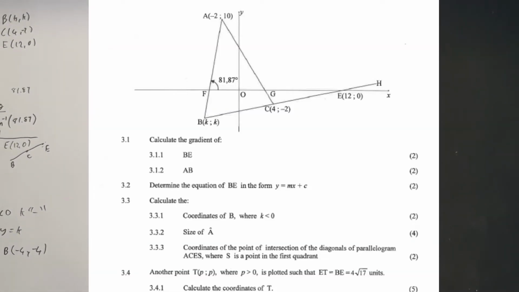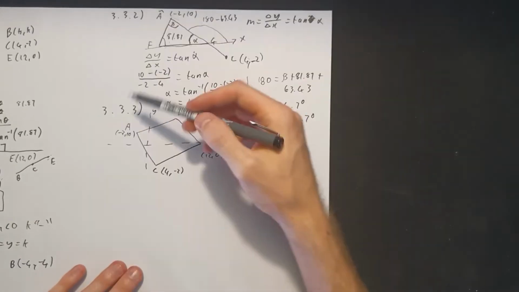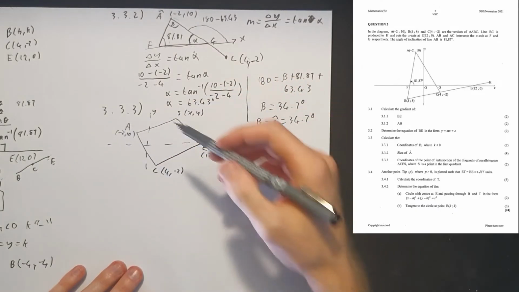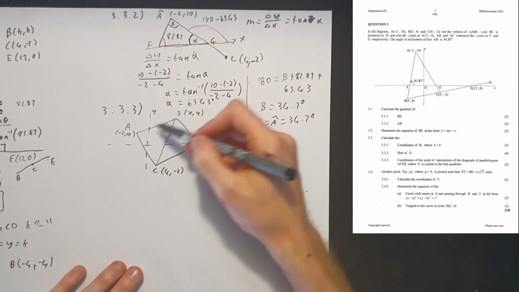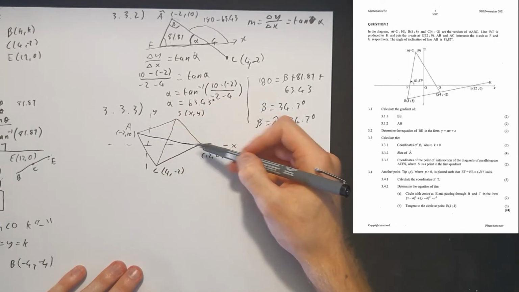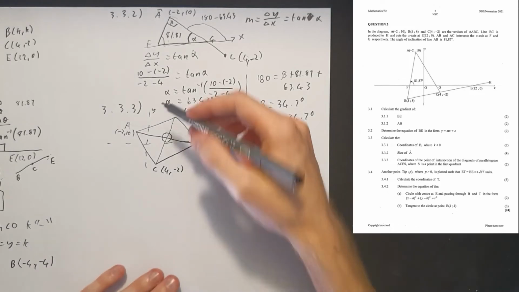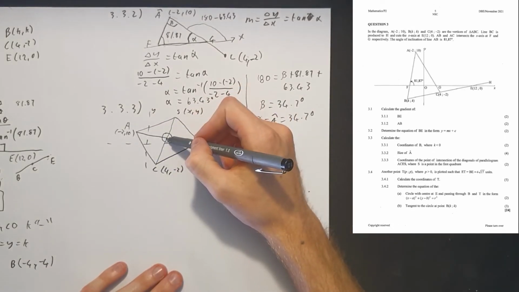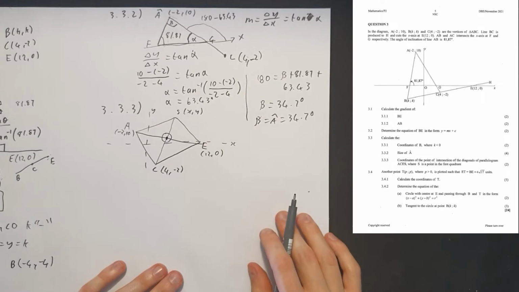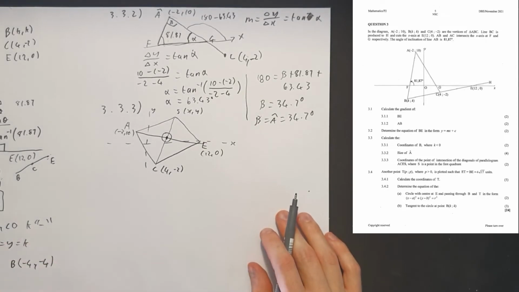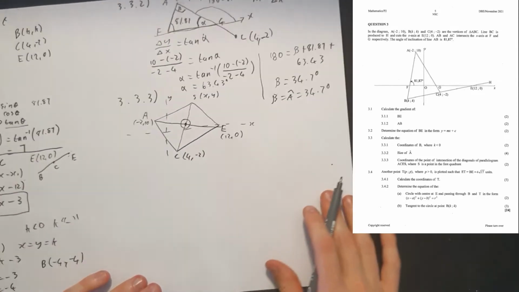Alright, now if we look at 3.3.3, it says the coordinate of the point of intersection of the diagonals of the parallelogram ACES, where S is the point in the first quadrant. I've redrawn it over here. This is my parallelogram, and now they want the intersection point of these two lines. They're looking for that coordinate over there. What do we know about parallelograms? The two lines always intercept in the middle of the parallelogram, or they bisect each other. That's the correct word to use.